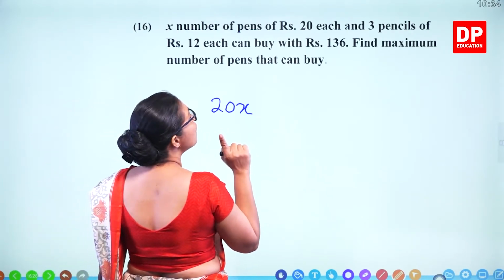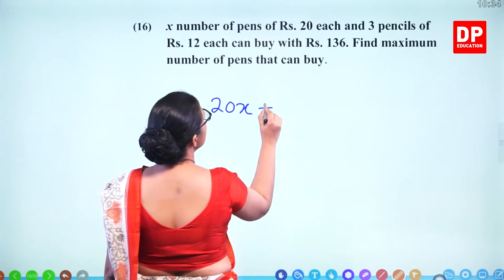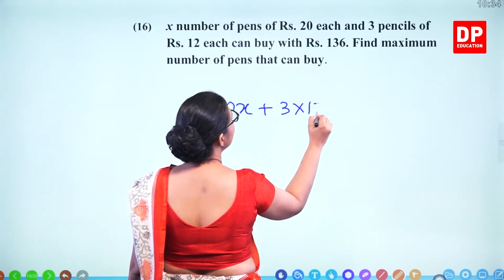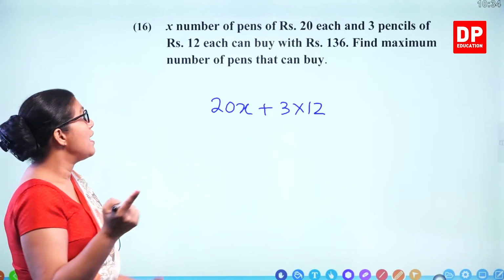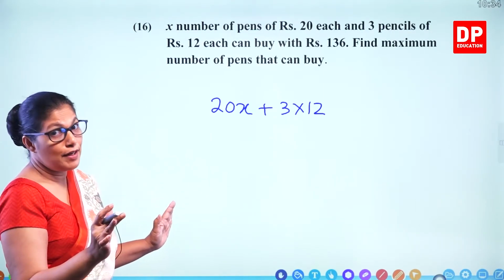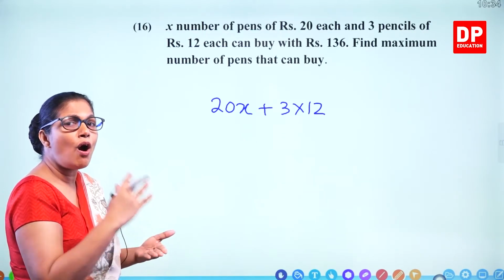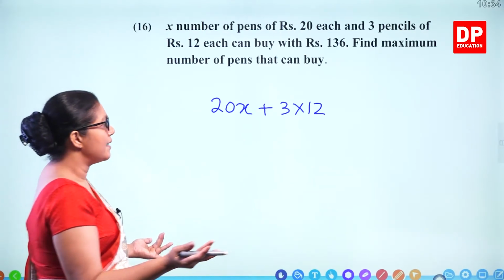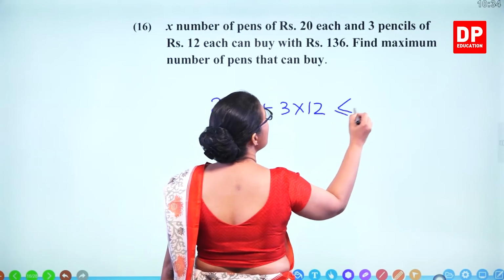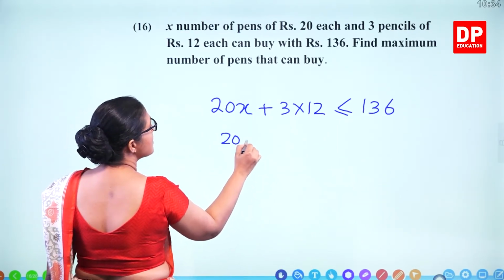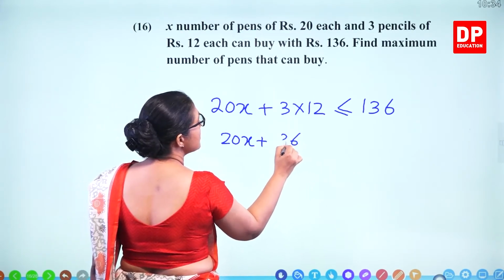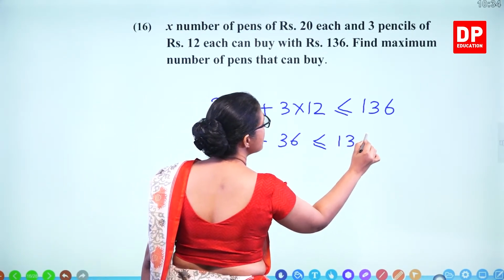Total price of 3 pencils, 3 times 12. That is either equal or less. So enough means can buy. We don't know exactly if it is that, or it can be less than. So you can write less than or equal to 136. So 20x plus 36 is less than or equal to 136.